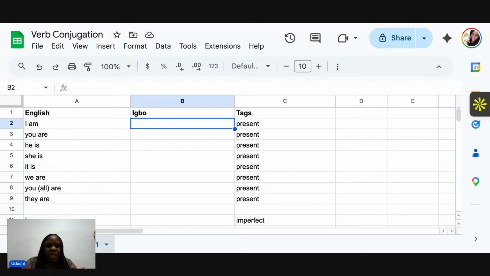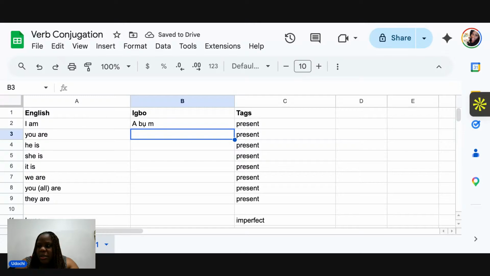This is, so I am in Igbo is adim. I don't know why I said agam. Adim. So that's what I will write here. So I am, adim, bu. You are is ede, able. So I write able. He is awful.